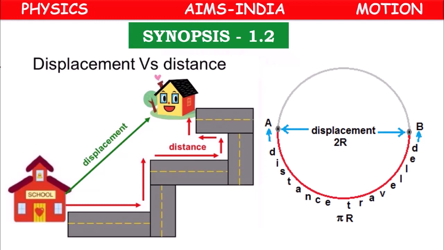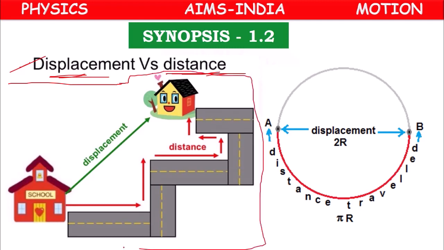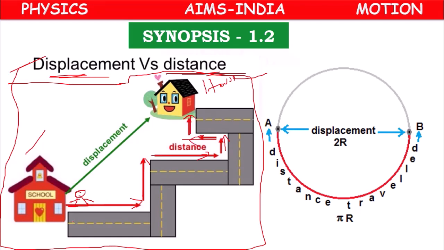So our today's concept is regarding displacement and distance. If you observe this picture, this is the school and this is the house. After completing his school, one student wants to go to his house. So how is he going? This is the road from school to house. Along this road, towards east, towards north, again east, north, west, north, the boy is going to his house.